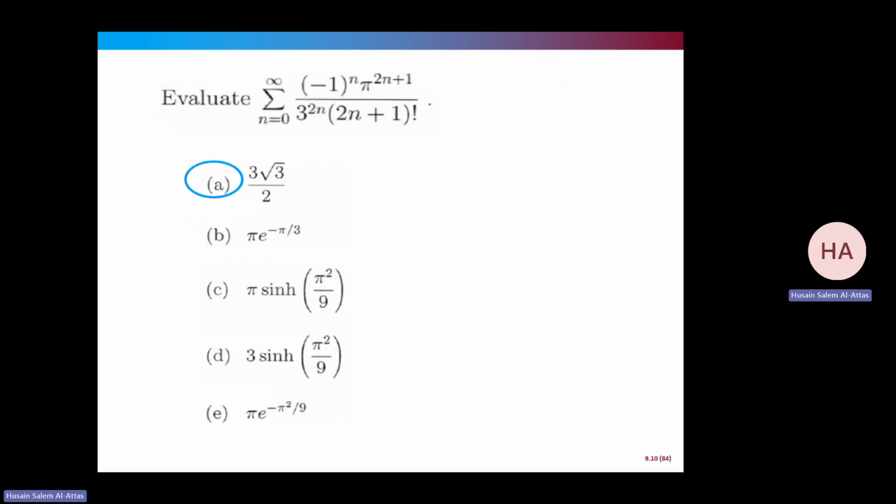Evaluate this. Okay. I have 2n plus 1 factorial. So what comes to my mind? Sine. Put sine in front of me.